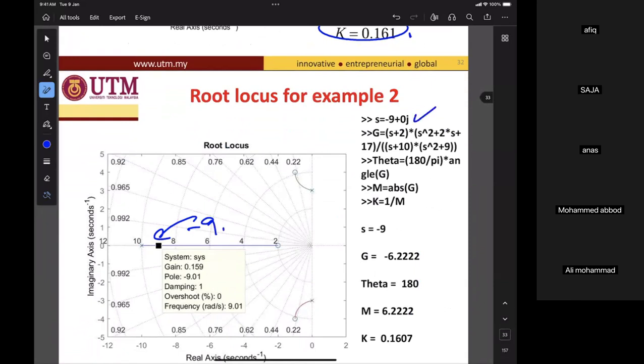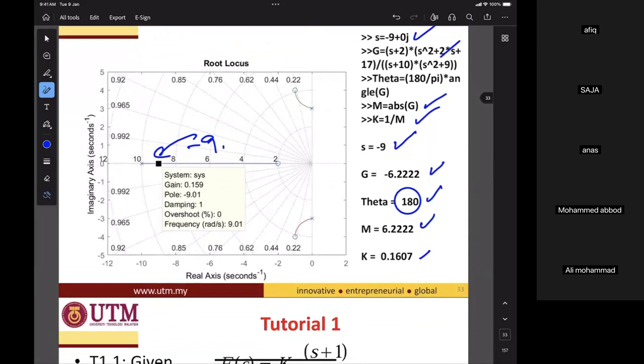So just insert the value -9 and the transfer function, then use the theta formula, 180 divided by pi, where pi is 3.14, multiplied by the angle of G. So find the angle of G, then find the magnitude and the gain. The answer at -9: G is -6.22, theta is 180. This is important because it satisfies the angle criteria. Then find the magnitude, which is the modulus of G, and the gain K is 1 over the magnitude, which is 0.161.